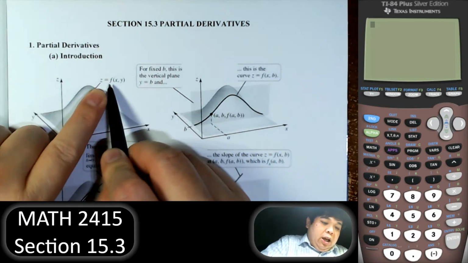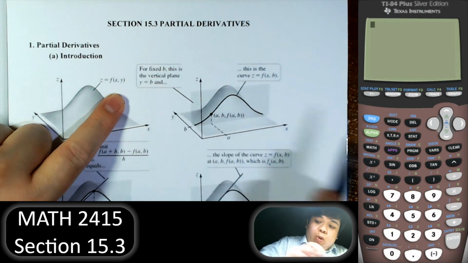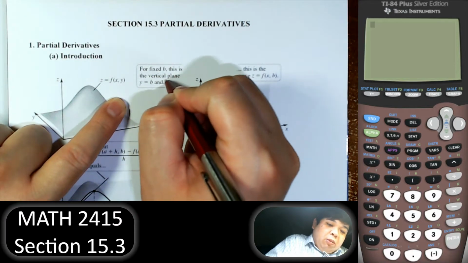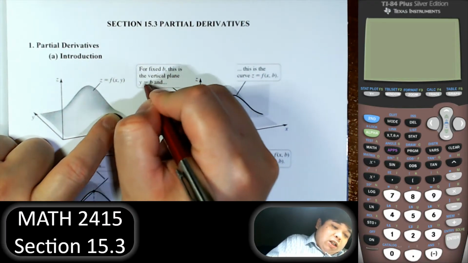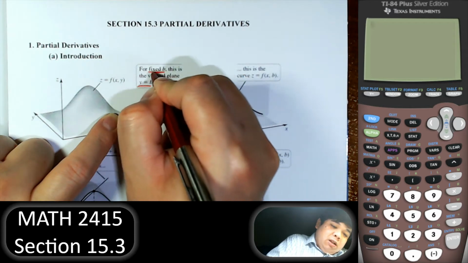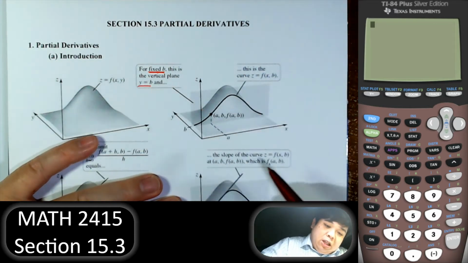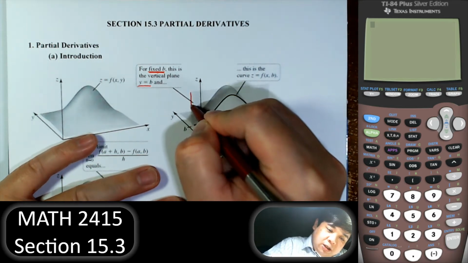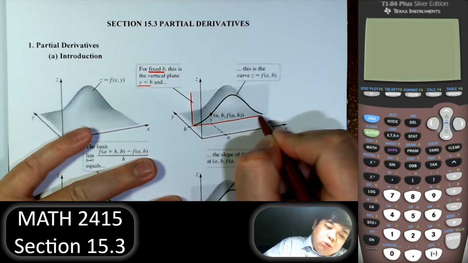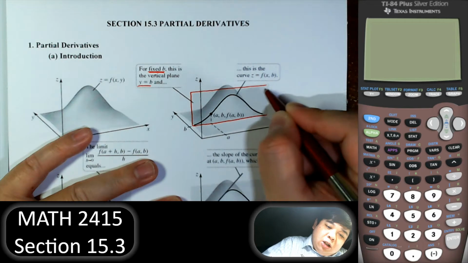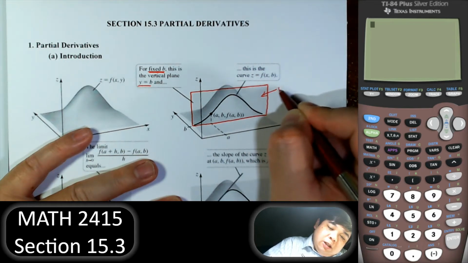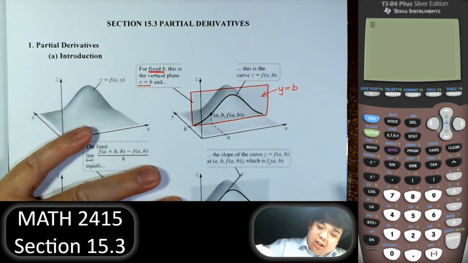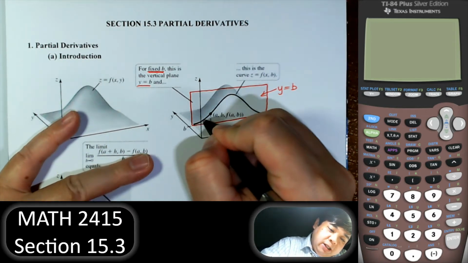So there are two variables, x and y. We're going to keep one of them constant. So let's say we fix b. This is the vertical plane, y equal to b. So we're going to keep y as constant, y equal to b, and b is constant. So if b is constant, we're talking about this plane. This is the plane y equal to b, and it intersects the graph of the function. And the intersection is this part of the graph. It is a curve.